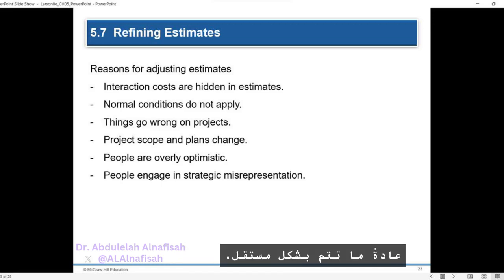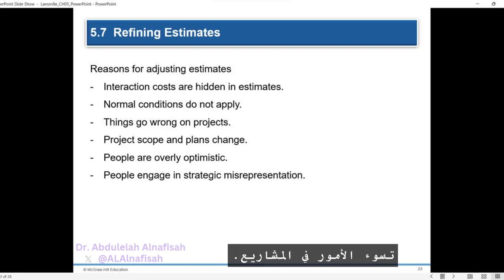Interaction costs. Task estimates are typically done independently, but in reality, tasks are interdependent and require coordination and interaction. Time and costs associated with managing interactions, meetings, and resolving disconnects between tasks are often underestimated. Normal conditions do not apply. Estimates are based on normal conditions, but resource shortages, such as people, equipment, or materials, can extend task durations and increase costs. Outsourcing tasks can also add time and costs due to the need to acclimate outsiders to the project and organization.